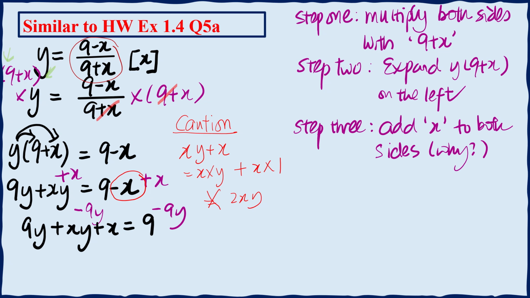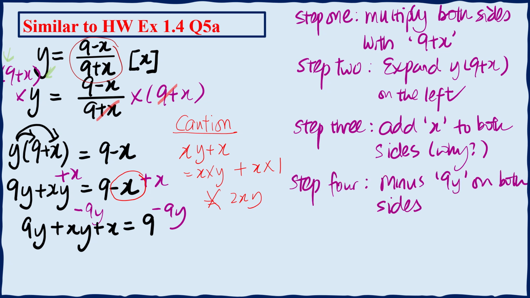So the next step is to minus 9y on both sides, so that this and this go off. So we are left with xy plus x equals 9 minus 9y.